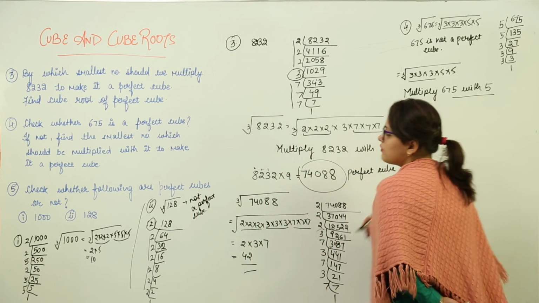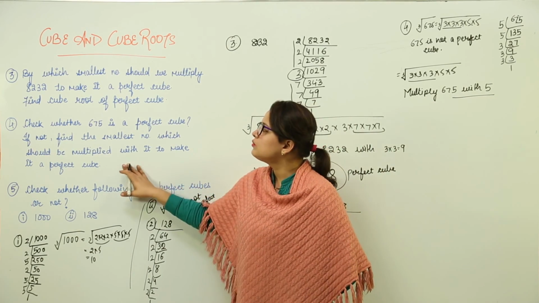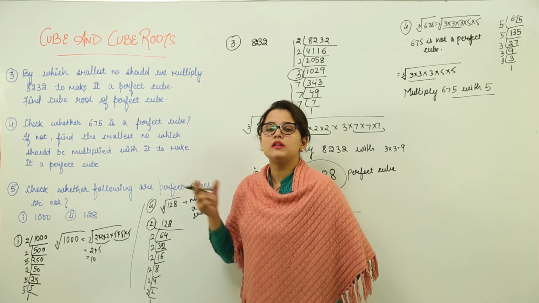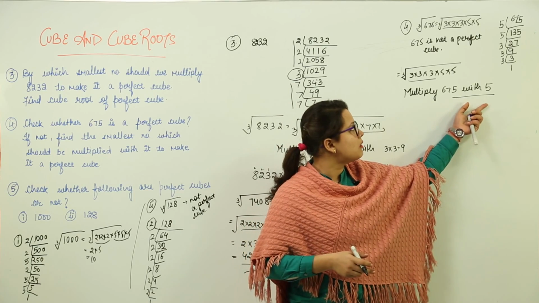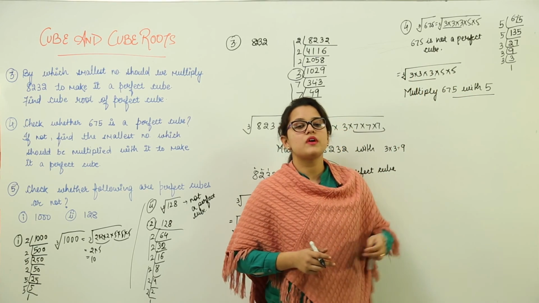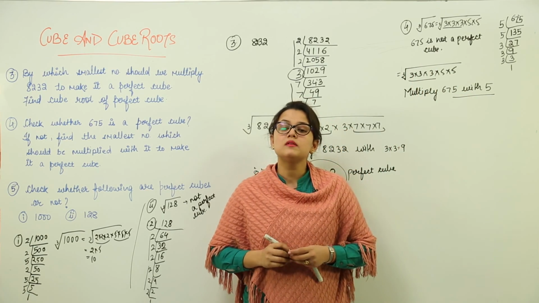That's the answer. Why? Because they were not asking to find that perfect cube and find the cube root of that. Over here we were only asked to find the smallest number by which 675 should be multiplied to make it a perfect cube.